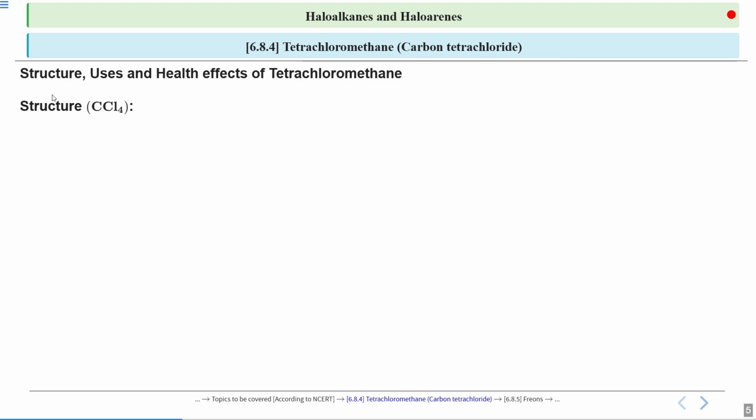If we talk about the structure of CCl4 or carbon tetrachloride, the structure is something like that. This is a single carbon compound, that's why we are calling it methane. Its tetravalency is occupied by 4 chlorine atoms, with each bond forming between chlorine and carbon.